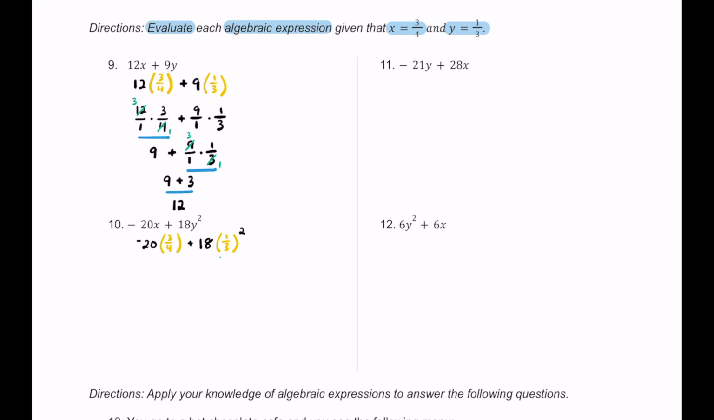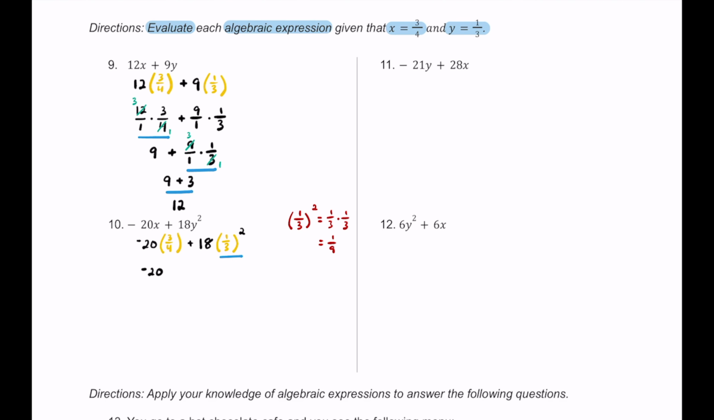Out of all of these, the power is going to go first. Now, 1/3 squared, keep in mind 1/3 as a fraction squared is really equal to 1/3 times 1/3. 1/3 times 1/3 is equal to 1/9. Okay, so that's the value of 1/3 squared. So if we go ahead and copy down the rest of this, this is negative 20.